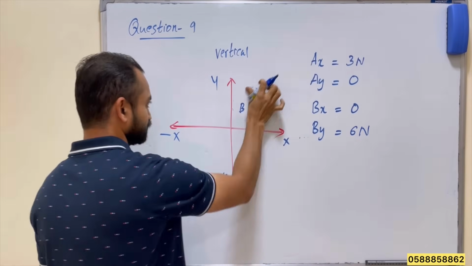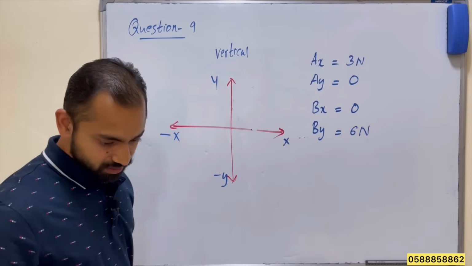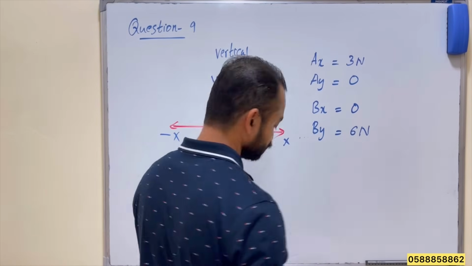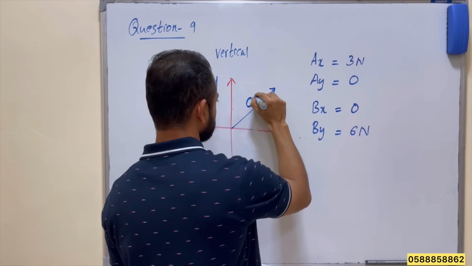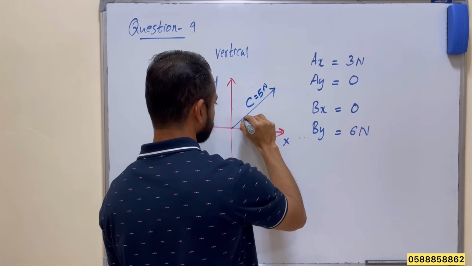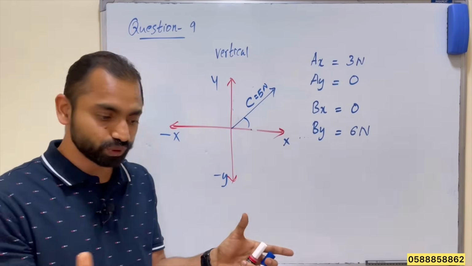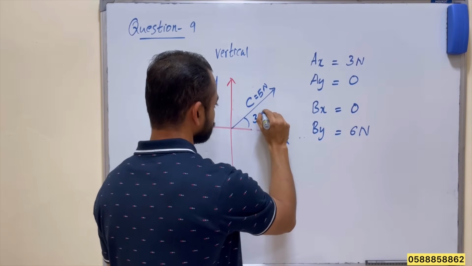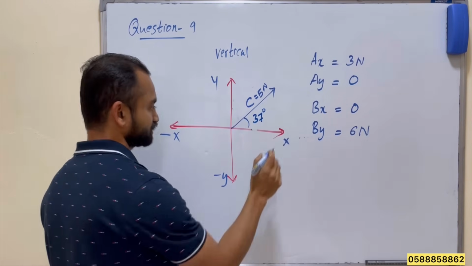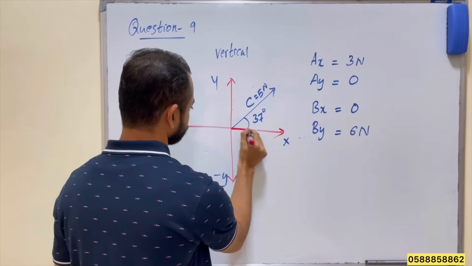Another vector, the third one. For example, as given in the book, a 5 Newton force. So this is our C. C is equal to 5 Newton. This is not along the x direction, not along the y direction, but in between x and y, and it is making an angle, for example 37 degrees, with the x-axis.